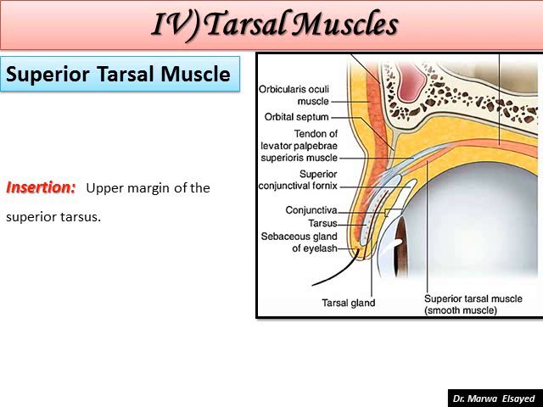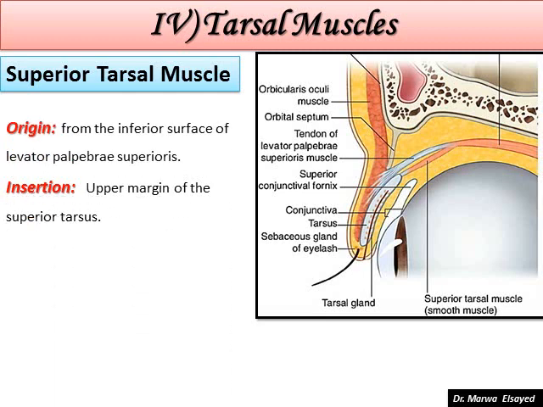The tarsal muscles: the superior tarsal muscle and the inferior tarsal muscle. They are also called the muscles of Müller. This is the first, and the inferior one is called the second muscle. The superior tarsal muscle originates from the undersurface of the levator palpebrae superioris and is inserted into the upper margin of the superior tarsal plate. It takes nerve supply from sympathetic innervation, and we will discuss its innervation in detail later on in the lecture on nerve supply to the orbit.